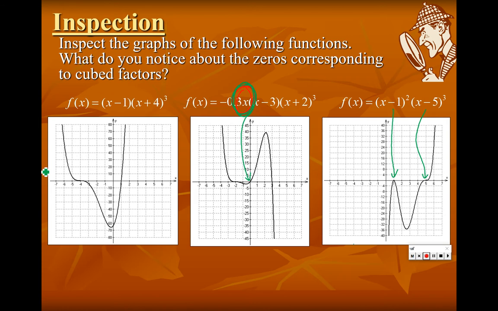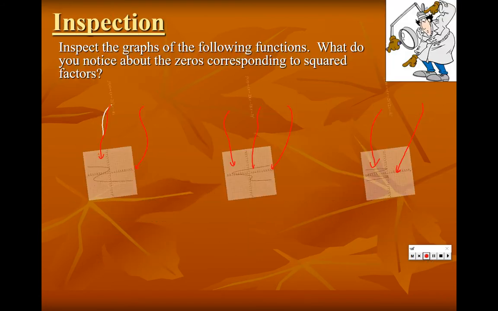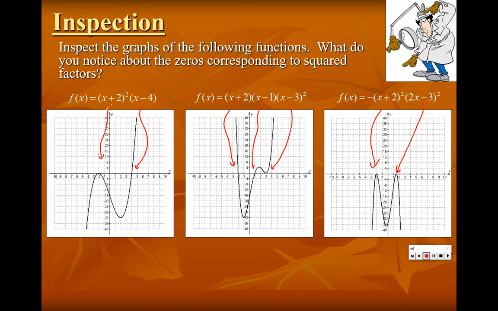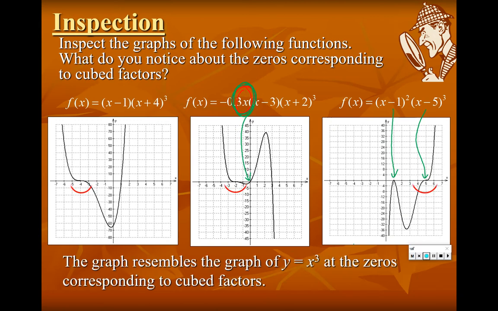Let's review the whole lesson right now so that you're clear on what you're supposed to know by this point in the lesson. 1, if you want to get that leading coefficient, just look at the leading terms, multiply them together, and you'll get your leading coefficient. 2, squared factors, bounce. Cubed factors, bend. It uses a sentence: the graph resembles the graph of y equals x cubed at the cubed factors.